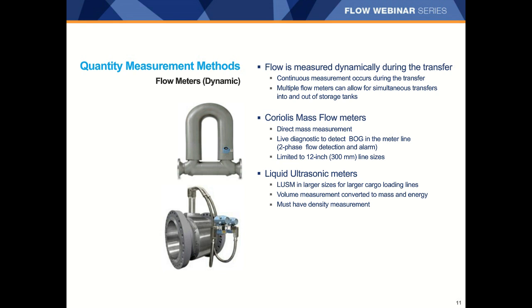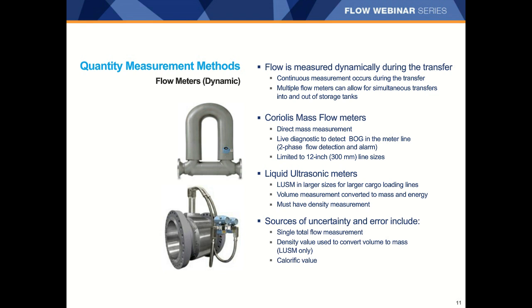Liquid ultrasonic meters, sometimes called LUSMs, are another good metering option for LNG, especially in large-scale operations that flow at rates that are too high to cover with even the largest Coriolis meters. Because ultrasonic meters measure in volume units, the average density must be measured or estimated to convert the total volume into mass units.